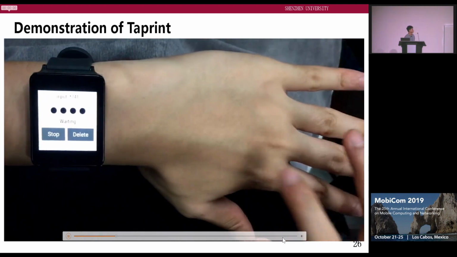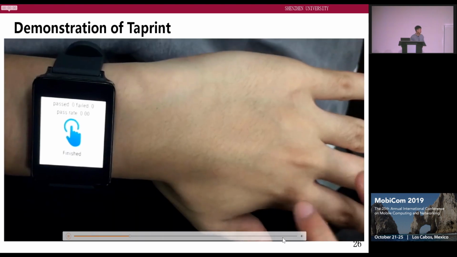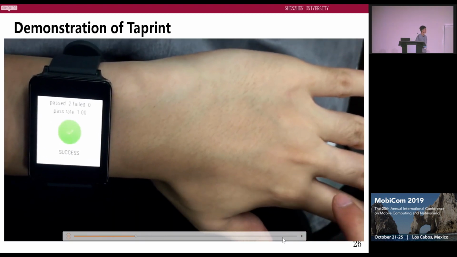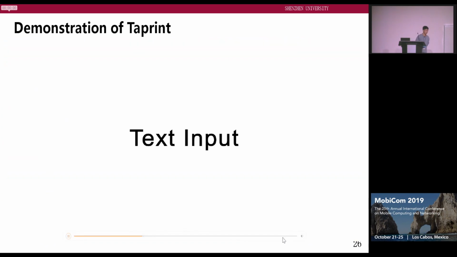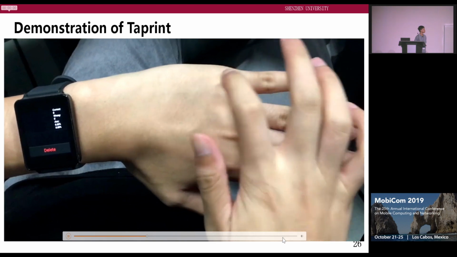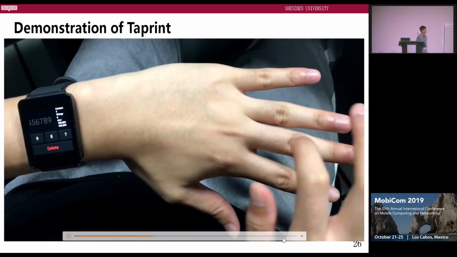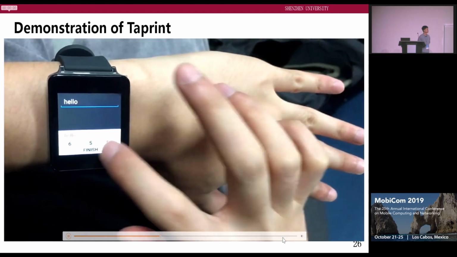Users can input a password to access the smartwatch. It also works with only a single tap. You can input the numbers, and also it can send a message.